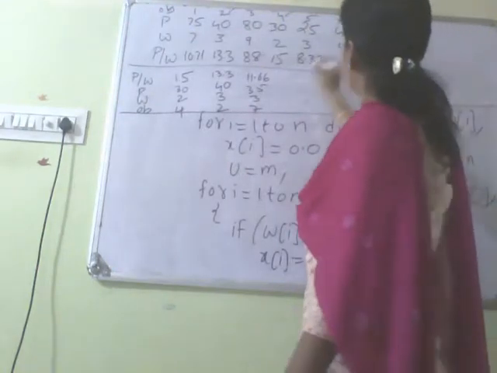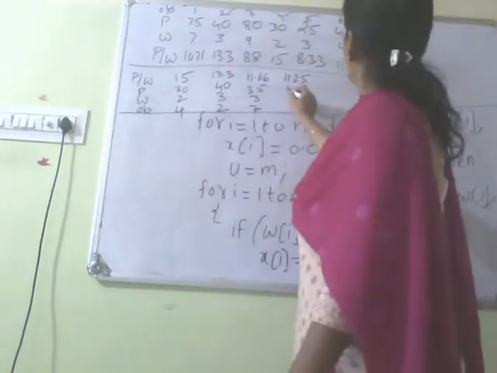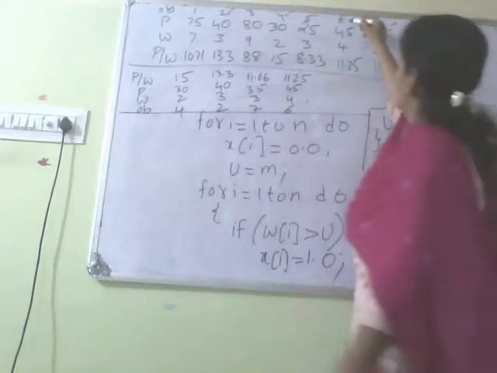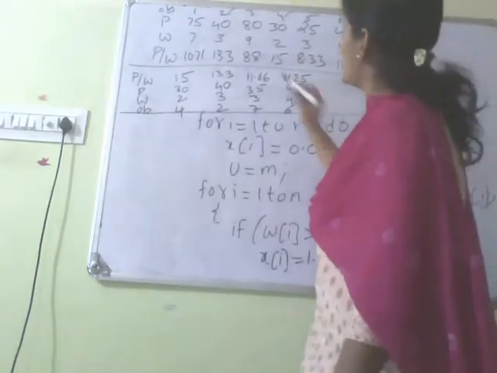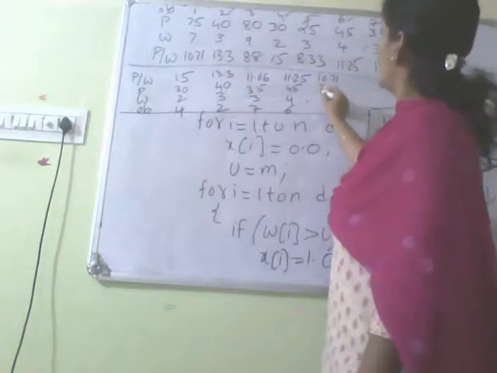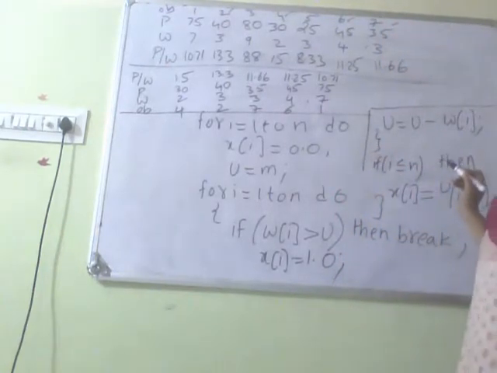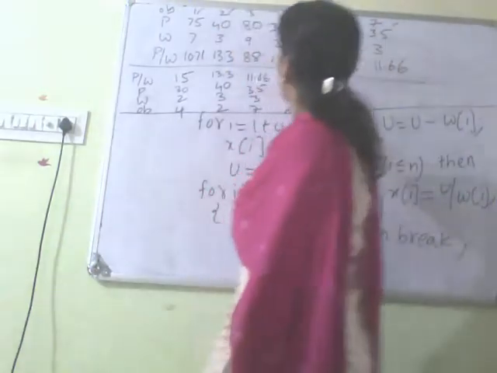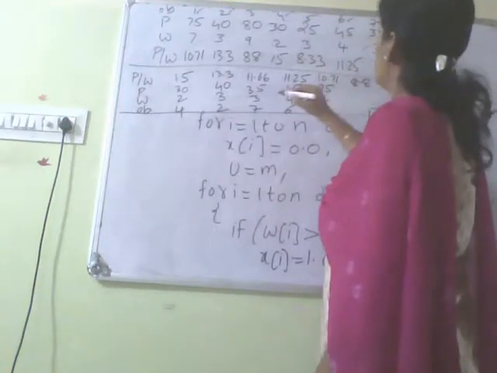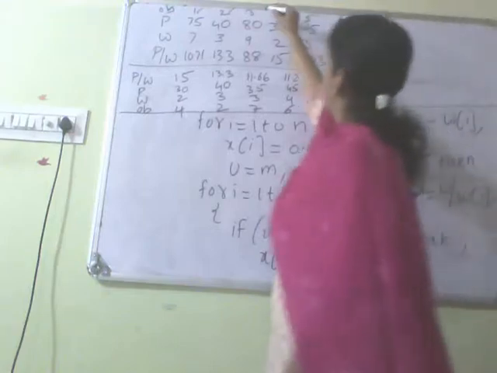Now the next maximum we have is 11.25. The profit is 45, the weight is 4, and the object is 6. So 6 we have completed. Next maximum is 10.71. Profit is 75, weight is 7, and the object is 1. Now the next maximum is 8.8. The profit is 80, the weight is 9, and the object is 3. So 3 we have completed.